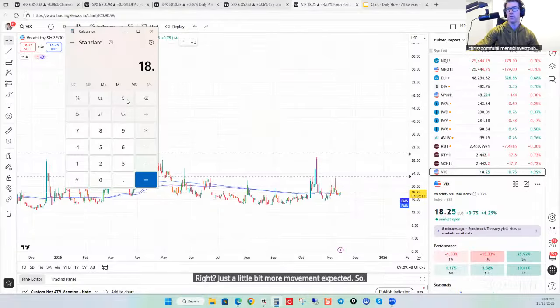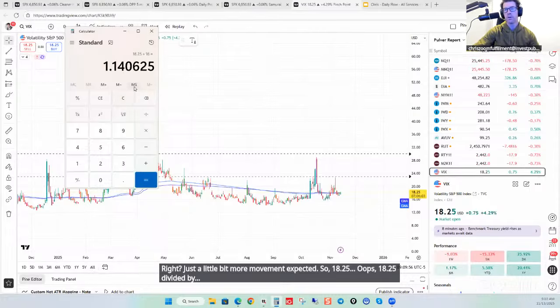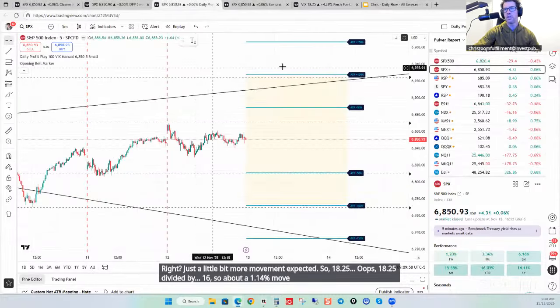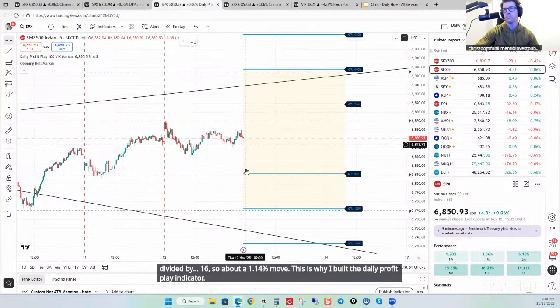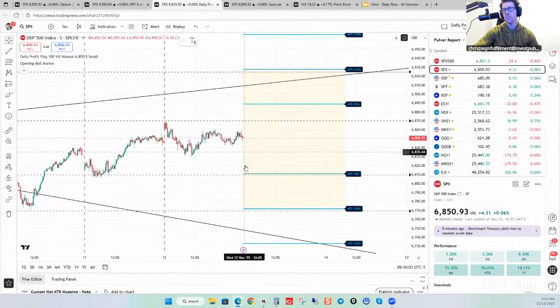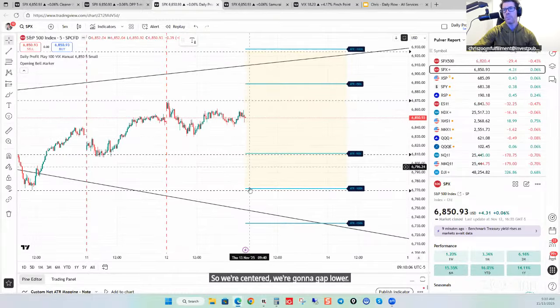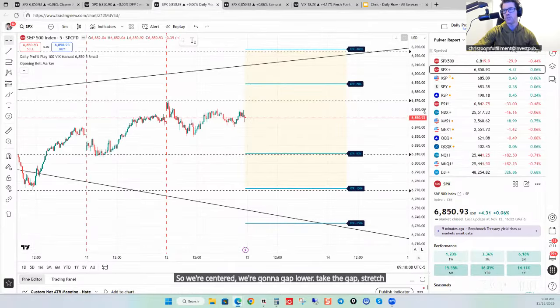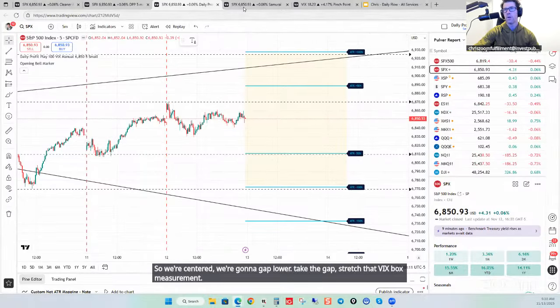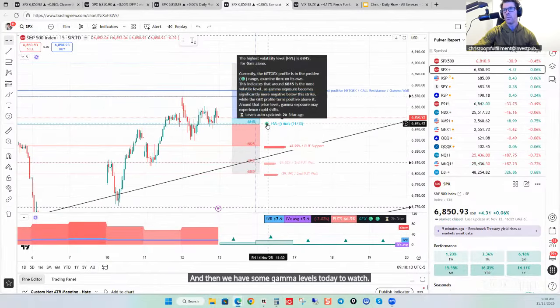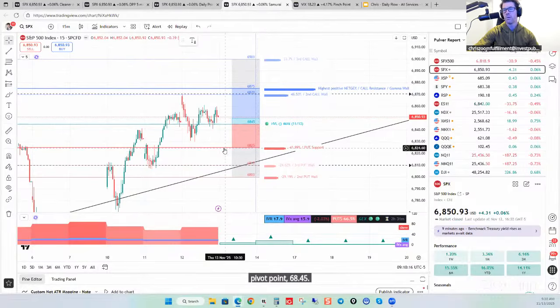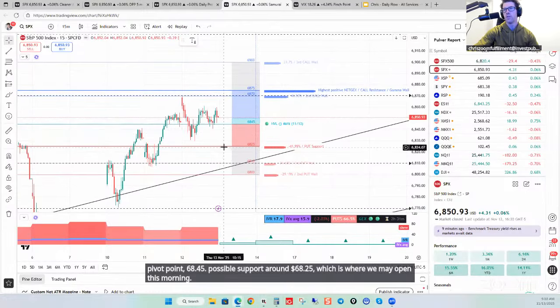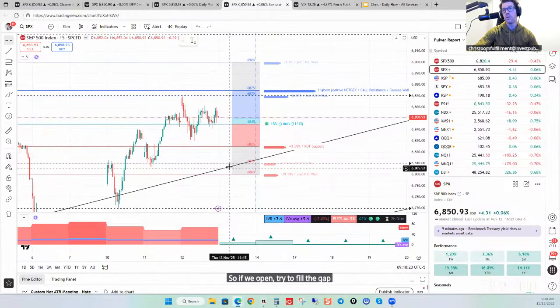So 18.25 divided by 16. So about a 1.14% move. This is why I built the daily profit play indicator. So we're centered. We're going to gap lower, take the gap, stretch that VIX box measurement, and then we have some gamma levels today to watch. Pivot point 68.45, possible support around 68.25, which is where we may open this morning. So if we open, try to fill the gap, open, chop around.